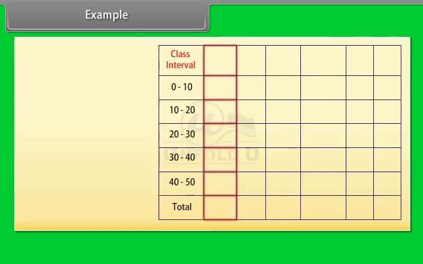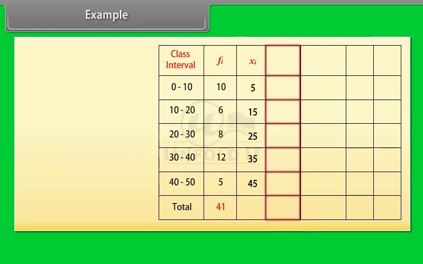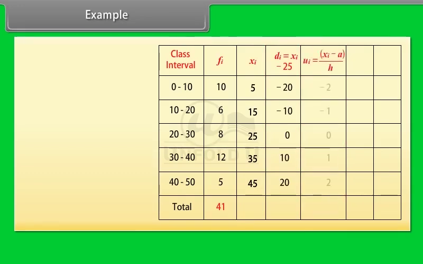In the first column, we have written the class interval, and in the second column, we have written the frequency of the respective class interval. The sum of frequencies is 41. And then we have written the class mark for each class interval and denote them as xi. In the fourth column, we find the deviation from the assumed mean as di. In the fifth column, we find the deviation from the assumed mean divided by the class size as ui.